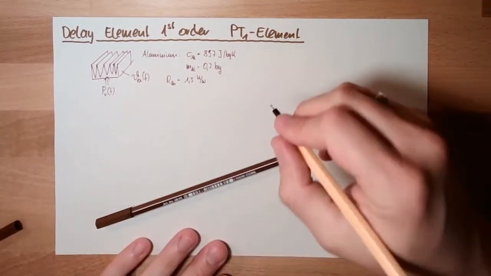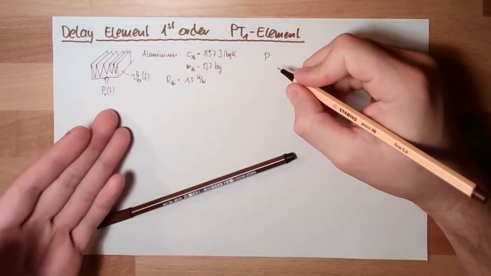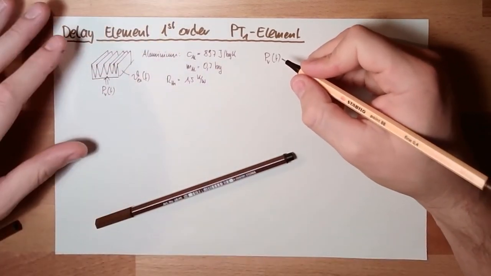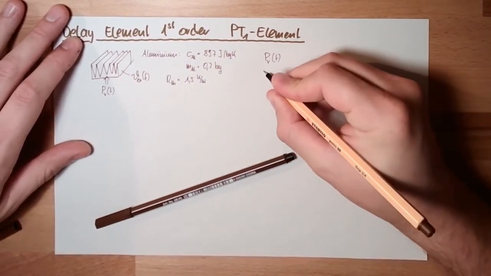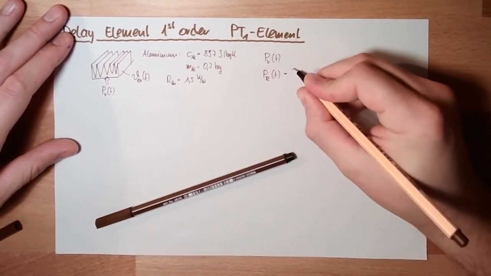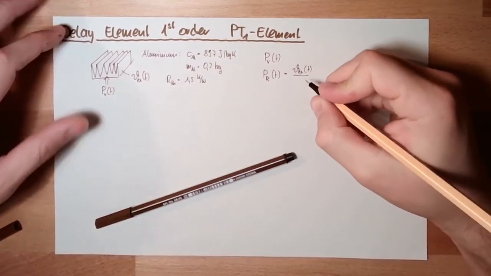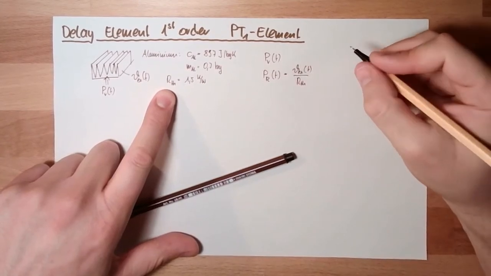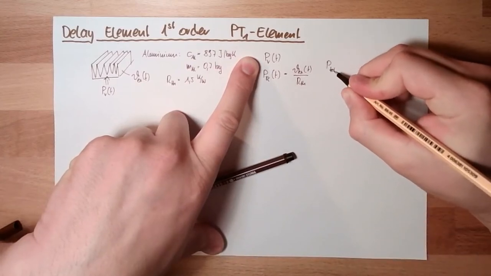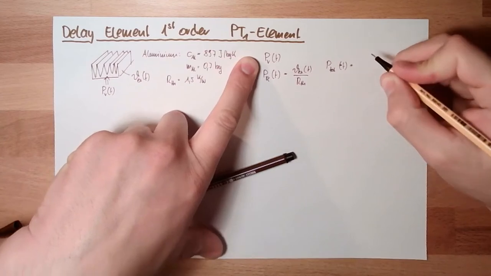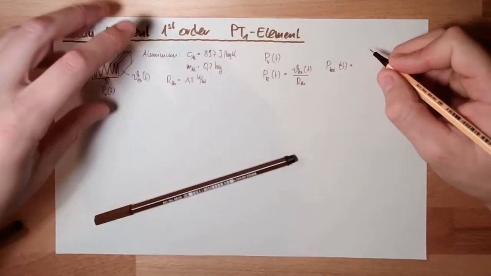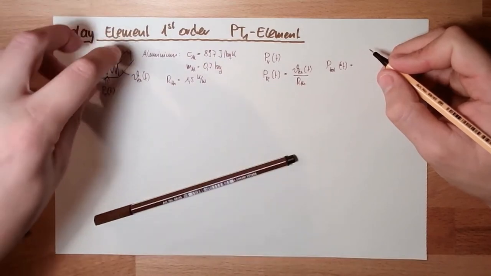Then we said we have power which is applied to it, and then we have power which is radiated. The radiation power is the excessive temperature divided by this thermal resistance. The difference of these two is the rest which will stay inside. This is the power we have to heat or cool the aluminium. If this is positive, we will heat it up. If it's negative, more is radiated than brought in, so it will cool down.